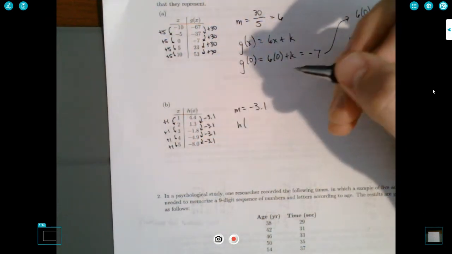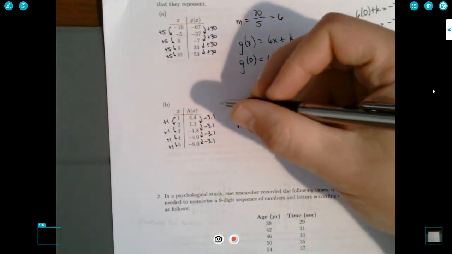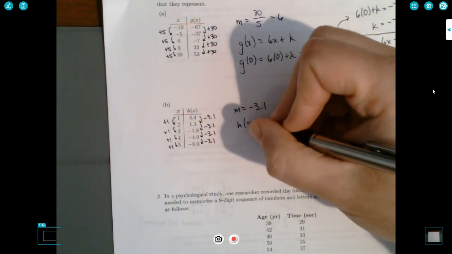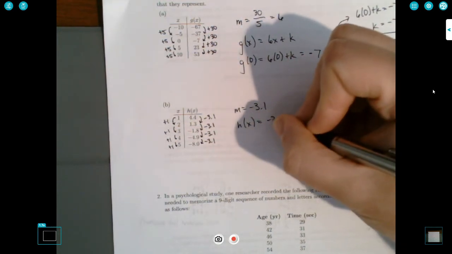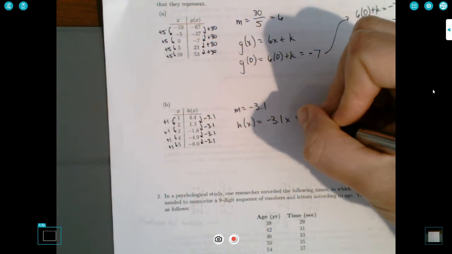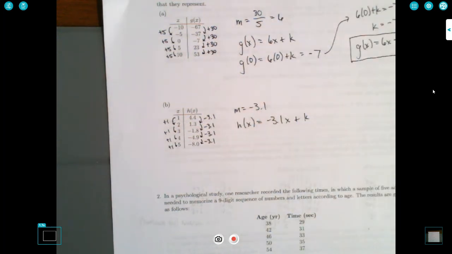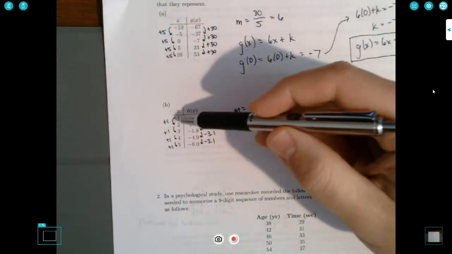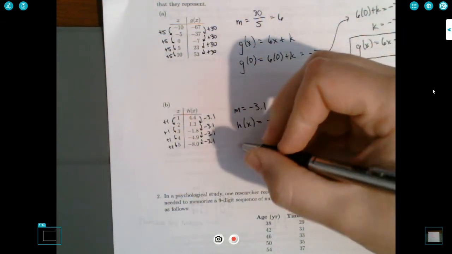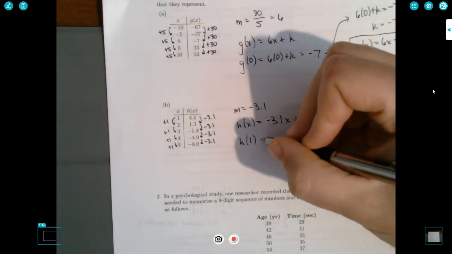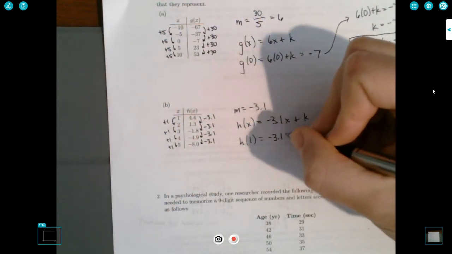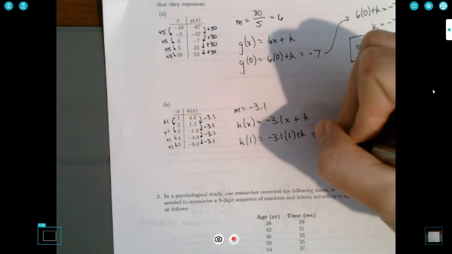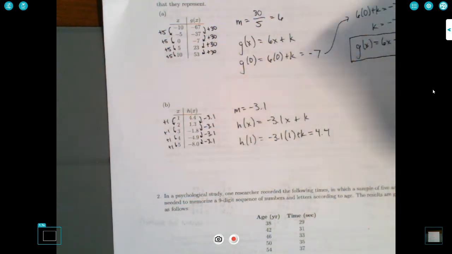This function is called h, by the way. So since it's linear, it must have the form h of x equals negative 3.1 times x plus some starting point k, which I can solve for by plugging in one of these values. This time I think I'll plug in the top one. If my input is 1, my output should be 4.4. So negative 3.1 times 1 plus k should equal 4.4.